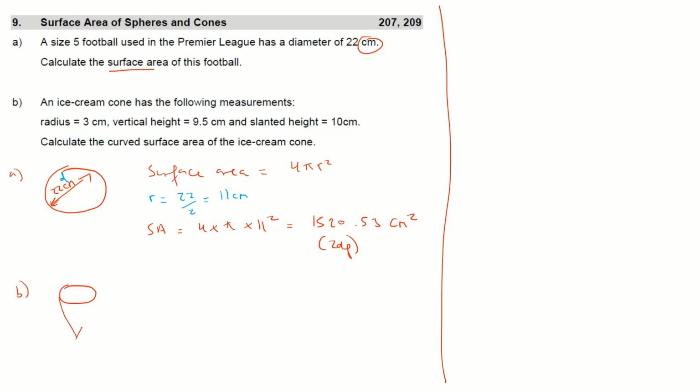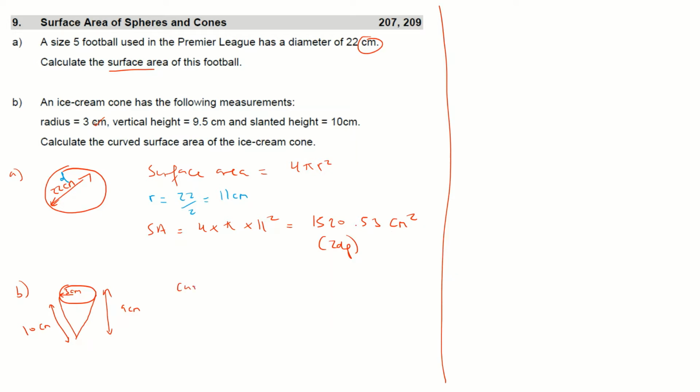Remember, it's like a party hat basically. Right, the radius is 3, so halfway across is 3 centimeters. Got you. The straight vertical height is 9 centimeters, and the slanted height here is 10 centimeters. Find the curved surface area.